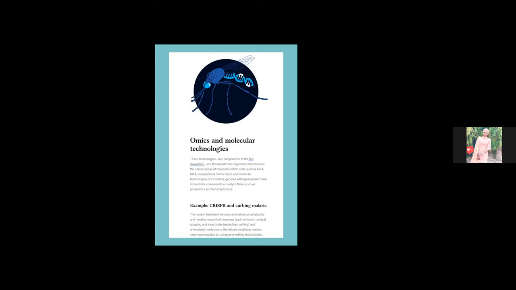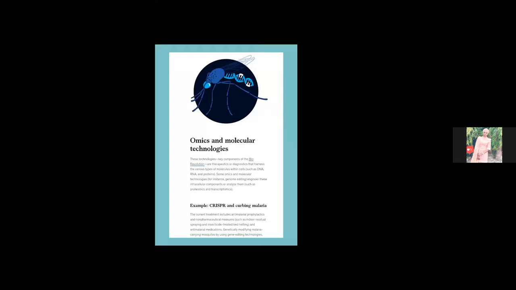Another example of omics and molecular technologies is the CRISPR-Cas malaria. Current anti-malaria treatments include prophylactics and non-pharmaceutical measures such as indoor residual spraying, especially in the evening, insecticide-treated bed netting, and injections, which may significantly reduce levels, especially for maternal and child care and childhood development.